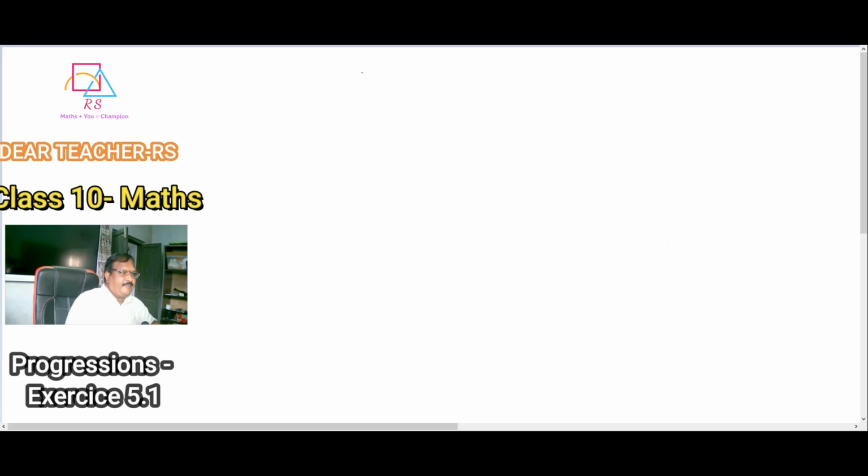Exercise 5.1. It is the 5th chapter of the textbook. I have the textbook, you also should have the textbook. In which of the following situations does the list of numbers involved make an arithmetic progression, and why?